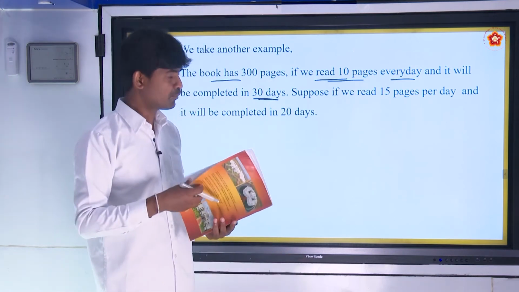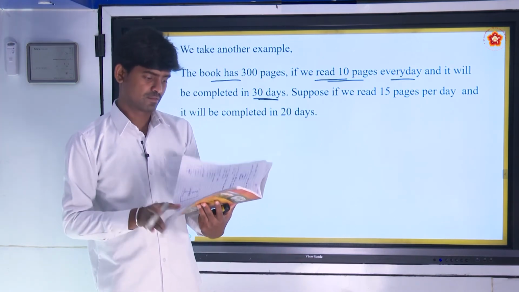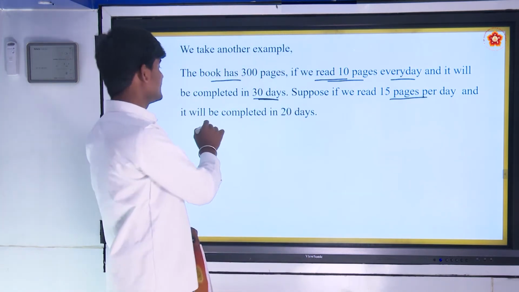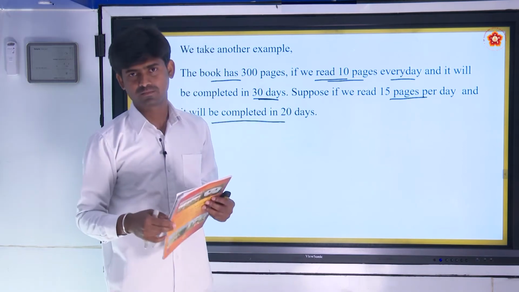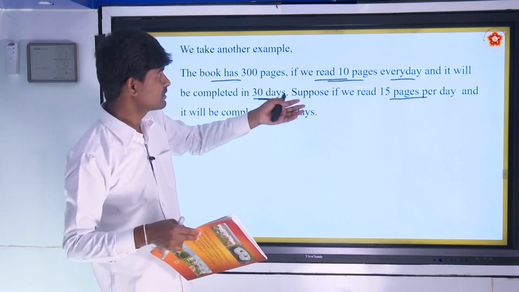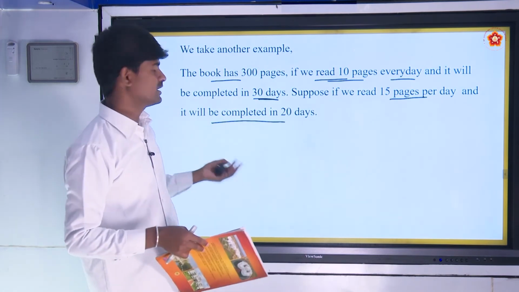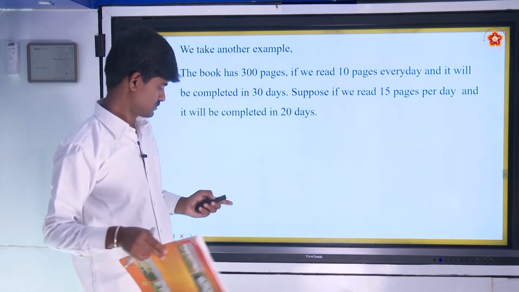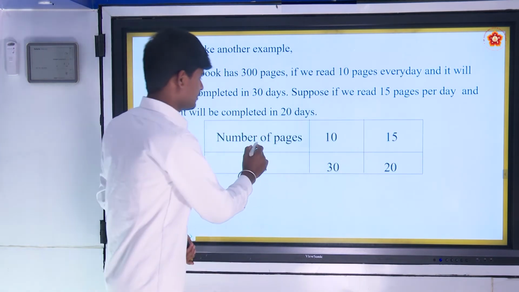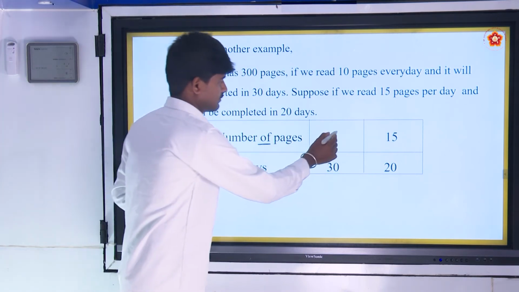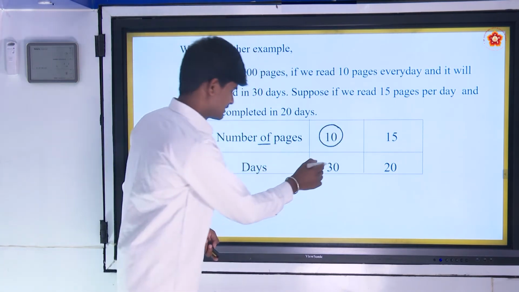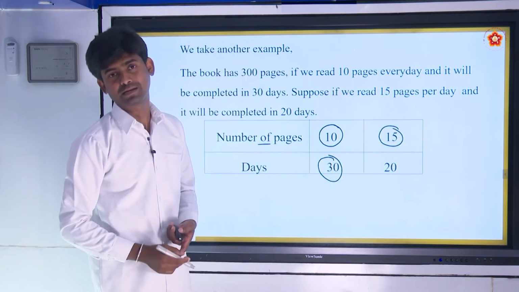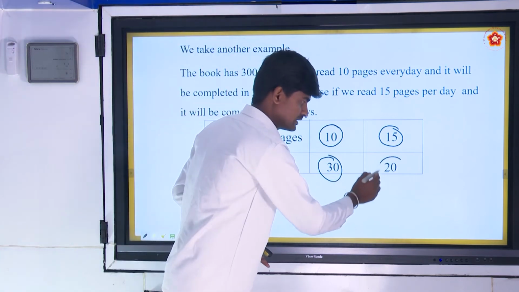Suppose I read 15 pages per day, and it will be completed in 20 days. This means that as the number of pages read per day increases, it will take fewer days to complete the book. With 10 pages, it will be completed in 30 days. If I read 15 pages per day, it will complete in 20 days.